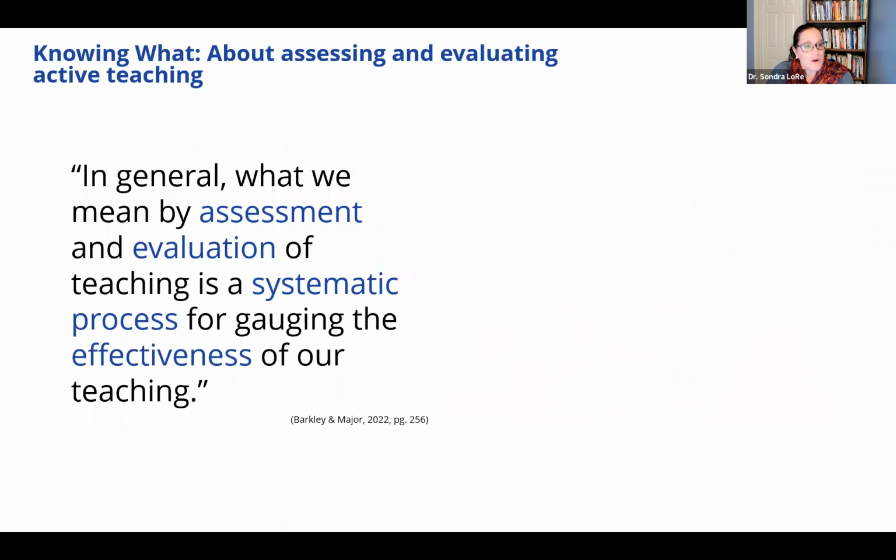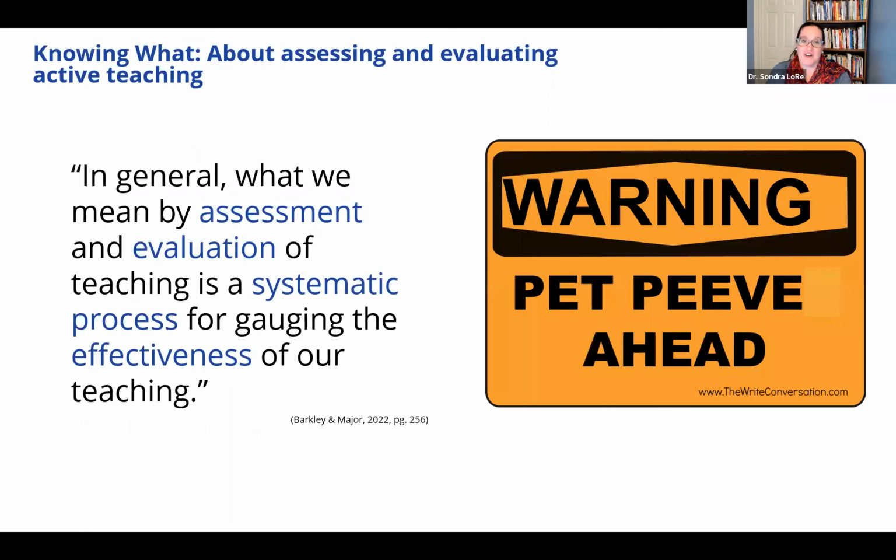So we began with a quote from our authors, Barkley and Major. In general, what we mean by assessment and evaluating teaching is a systematic approach for gauging the effectiveness of our teaching. And I went right ahead and shared that I have a pet peeve with the way in which evaluation and assessment can sometimes be conflated. And they really are two different things.